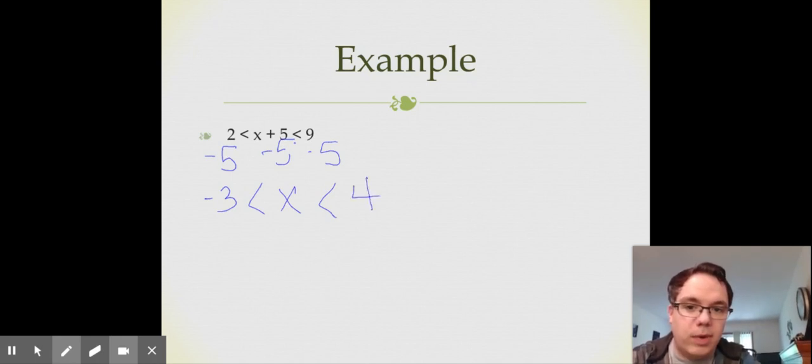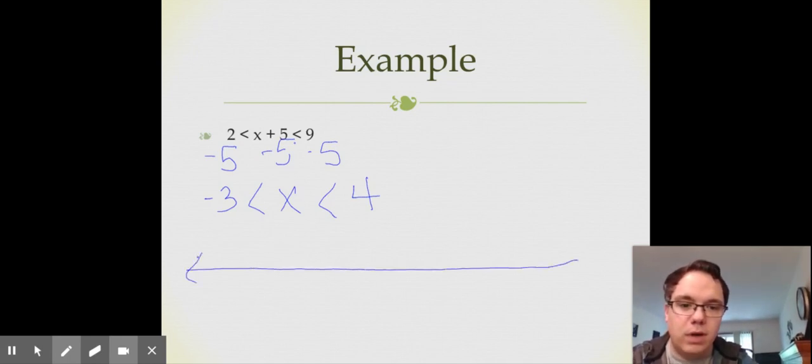So we know we're done when we just have a variable left in the middle. So here we just have an x in the middle. And then we have to graph our solution. So make sure you make a graph that is big enough to have both your numbers on there.